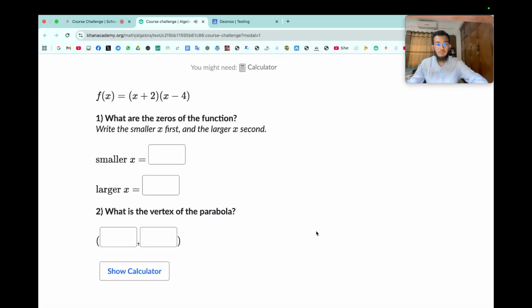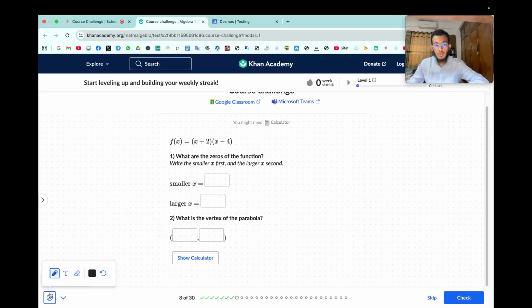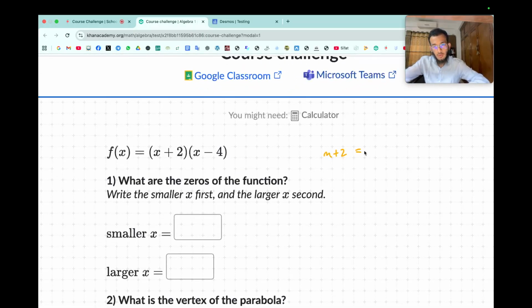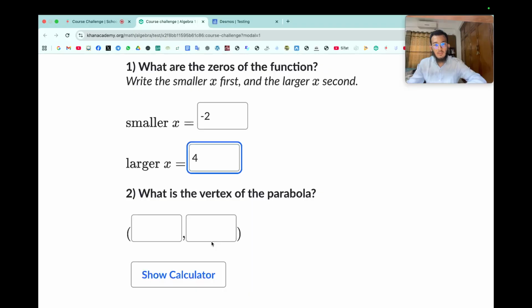Okay, f(x) equals (x plus 2) times (x minus 4). What are the zeros of the function? Write the smaller x value. In order to find the zeros of the function, we need to put each bracket equal to 0. So x plus 2 equals 0, and x minus 4 equals 0. Basically, they're asking for the roots. So we have x equals -2 from here, and x equals 4 from here. The smaller x would be -2, and the larger x would be +4.